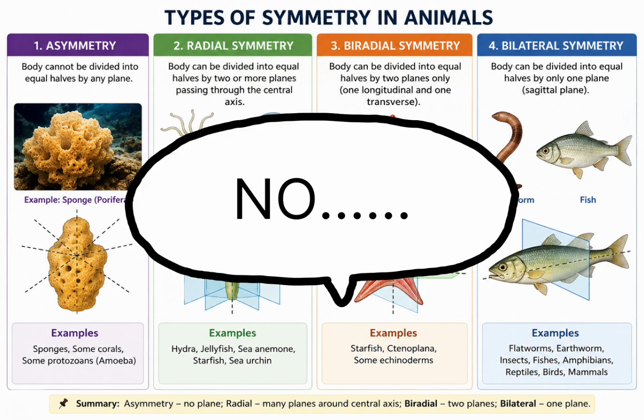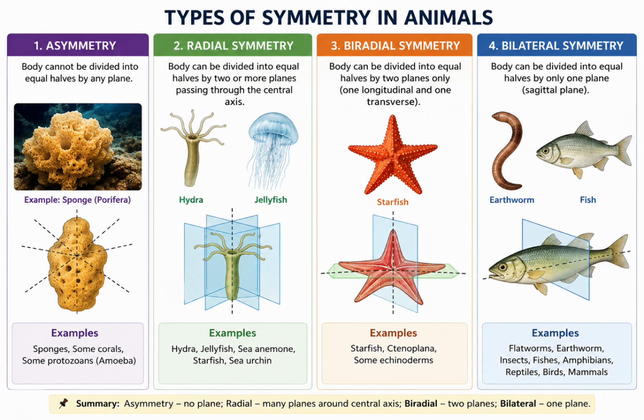The answer will be no. Some animals cannot be divided into equal halves at all, while others can be divided into many equal halves. So there are four major types of body symmetry: asymmetry, radial symmetry, biradial symmetry, and bilateral symmetry.